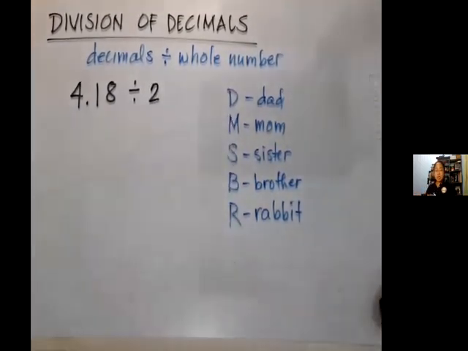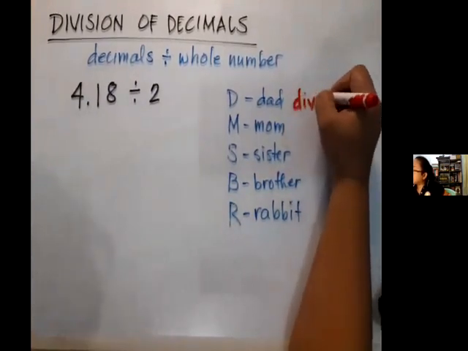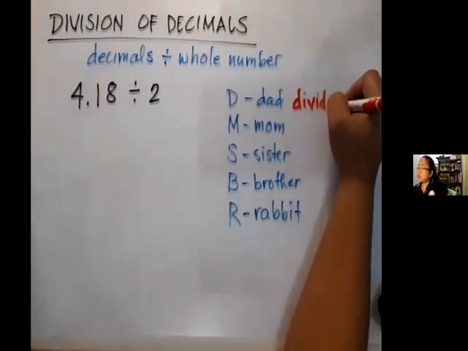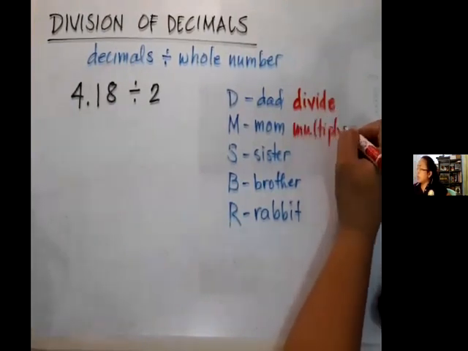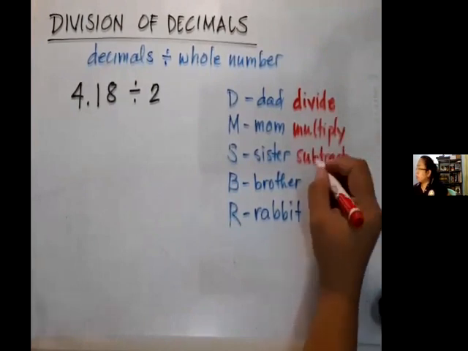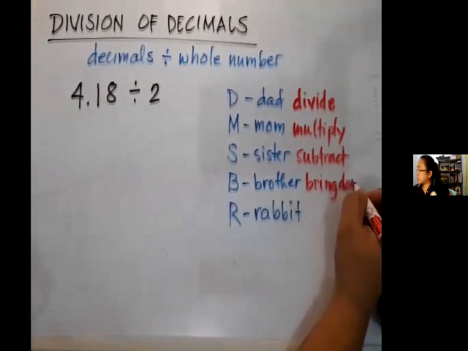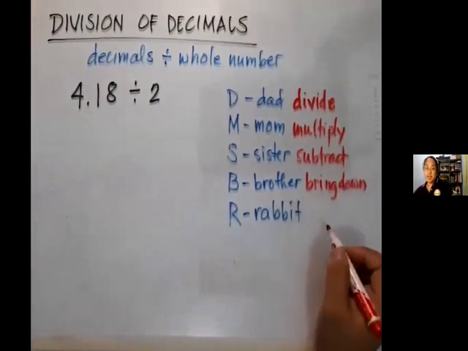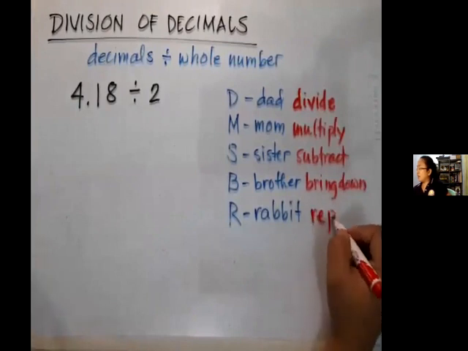Okay? Yang mga process na yan, D stands for divide. Okay? D is for divide. M is for multiply. S is for subtract. B is for bring down. Ayan, magbi-bring down na tayo. Bawal yan sa addition tsaka subtraction. And then R is for repeat.